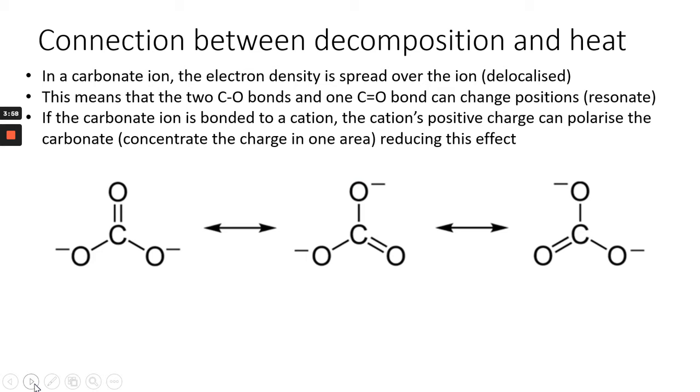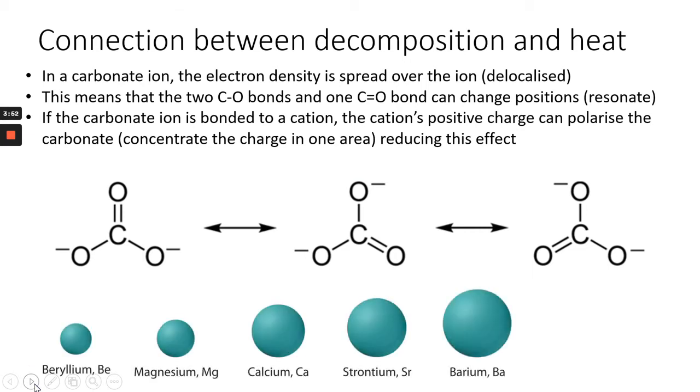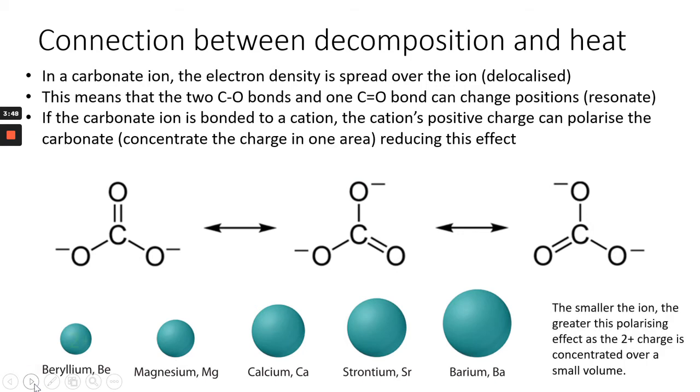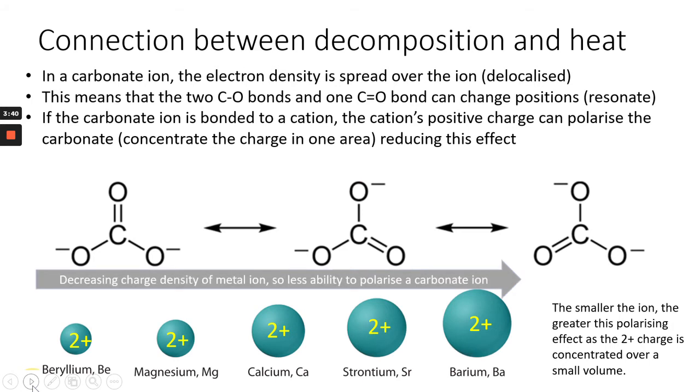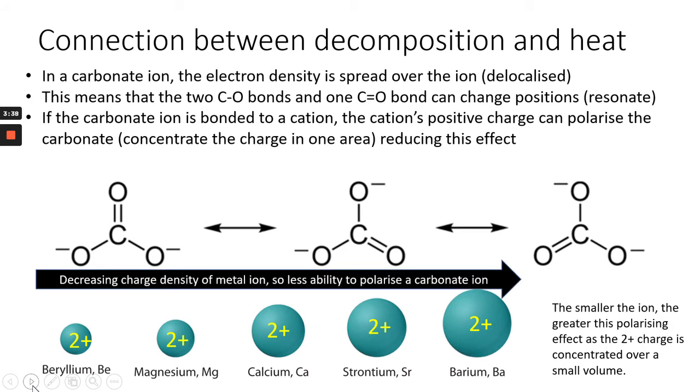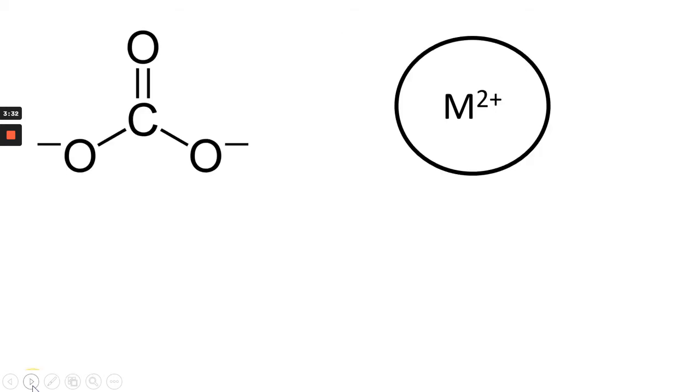Now, if the carbonate ion is bonded to a cation, the cation's positive charge can polarize the carbonate, in other words, draw the electron density towards the cation, and that can reduce the effect of the resonance. So, going from beryllium up to barium, so descending the group, the smaller the ion, the greater this polarizing effect, as the 2+ charge is concentrated over a small volume. So, going down the group, you get decreasing charge density on the metal ion, so less ability to polarize the carbonate ion, like we just said.